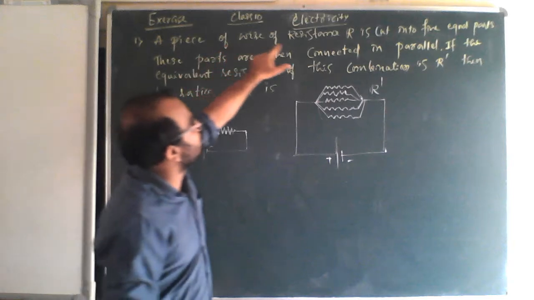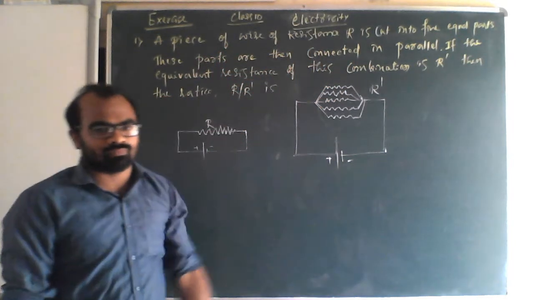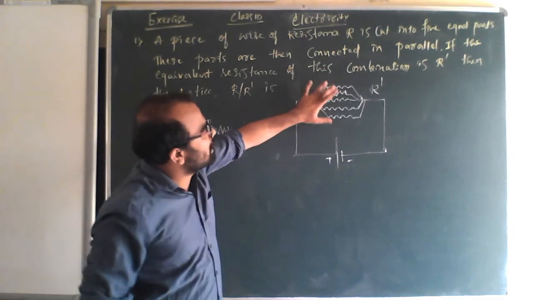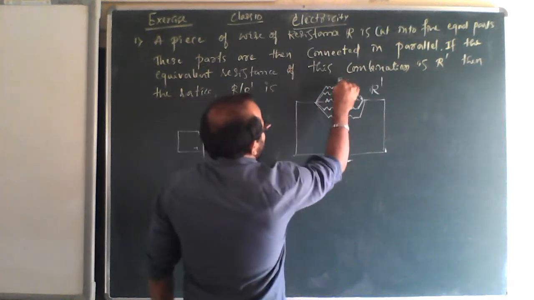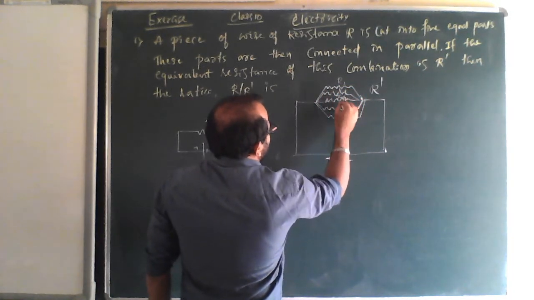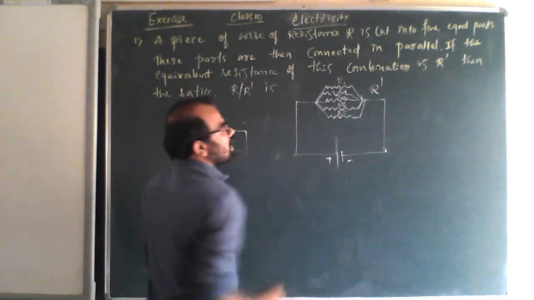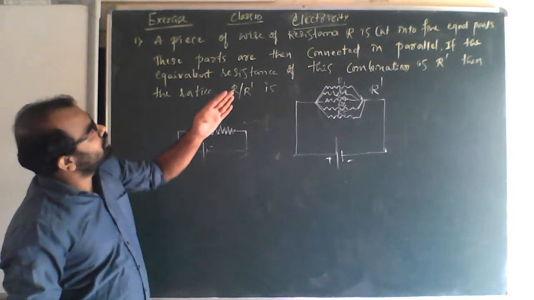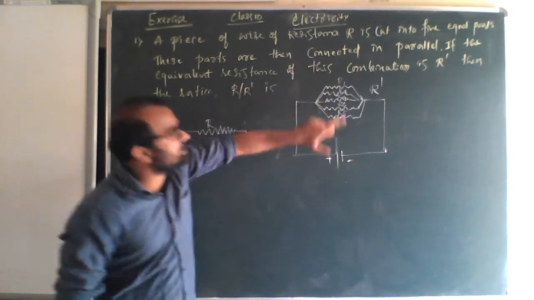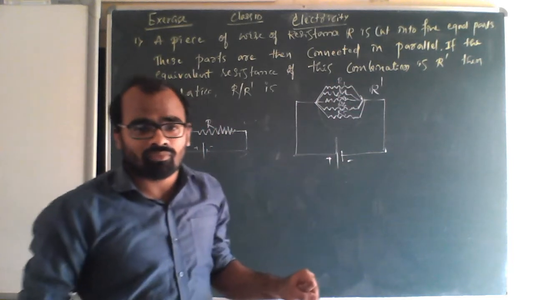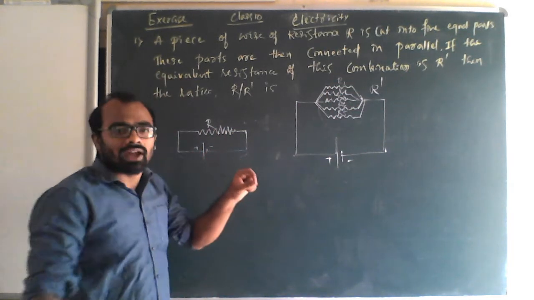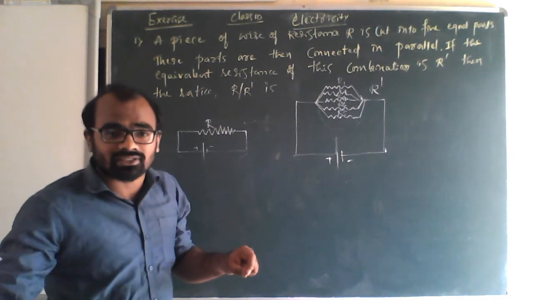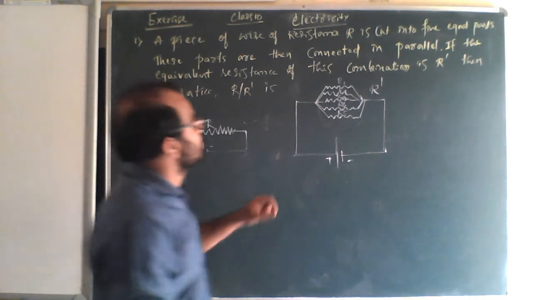A piece of wire of resistance R is cut into 5 equal parts. See, they have taken a piece of wire like this, R, and it is cut into 5 equal parts. Let me say these are R1, R2, R3, R4 and R5, and all have the same resistance. Then they are connected in parallel. They have the same length, since the length is cut into 5 equal parts.